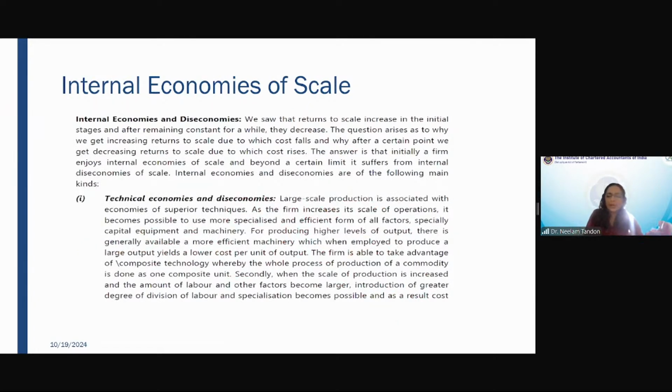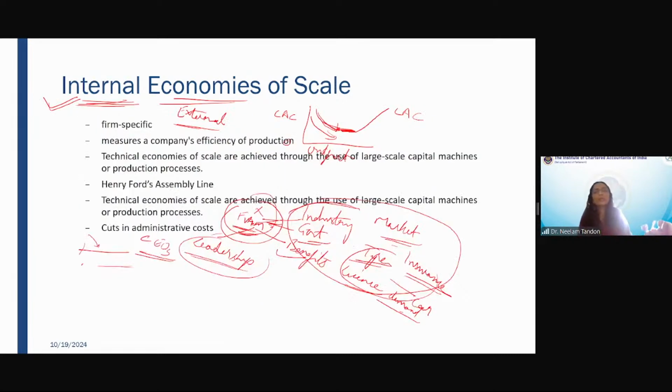And what will diseconomies be? Diseconomies will be disadvantages. So if we say diseconomies, this is diseconomies. When LAC starts increasing, that means you are working on a large scale. And since you're working on a large scale, diseconomies basically means what?